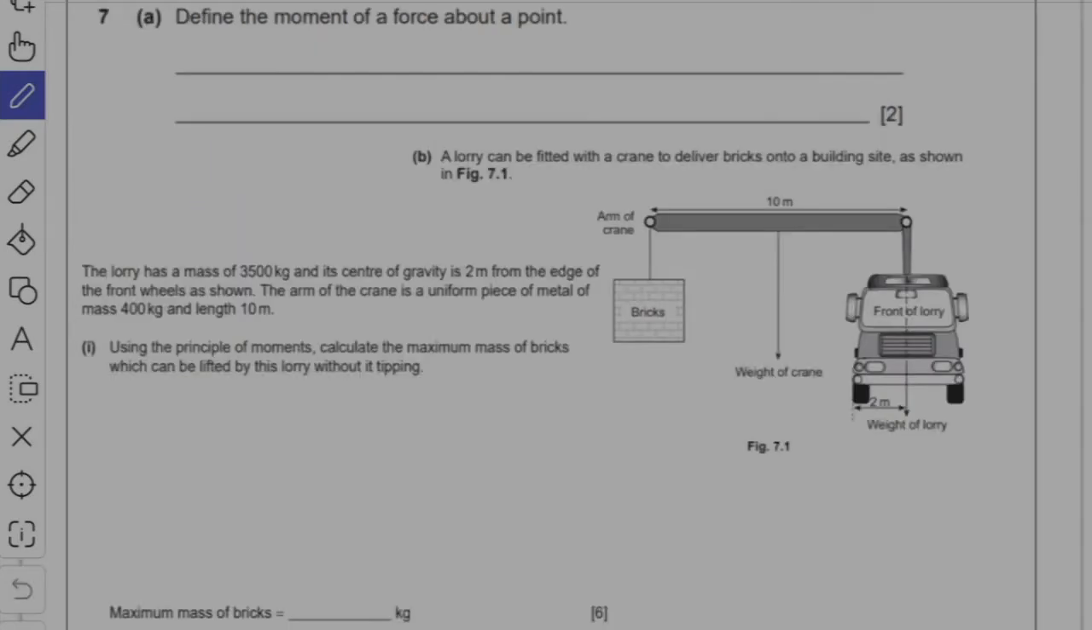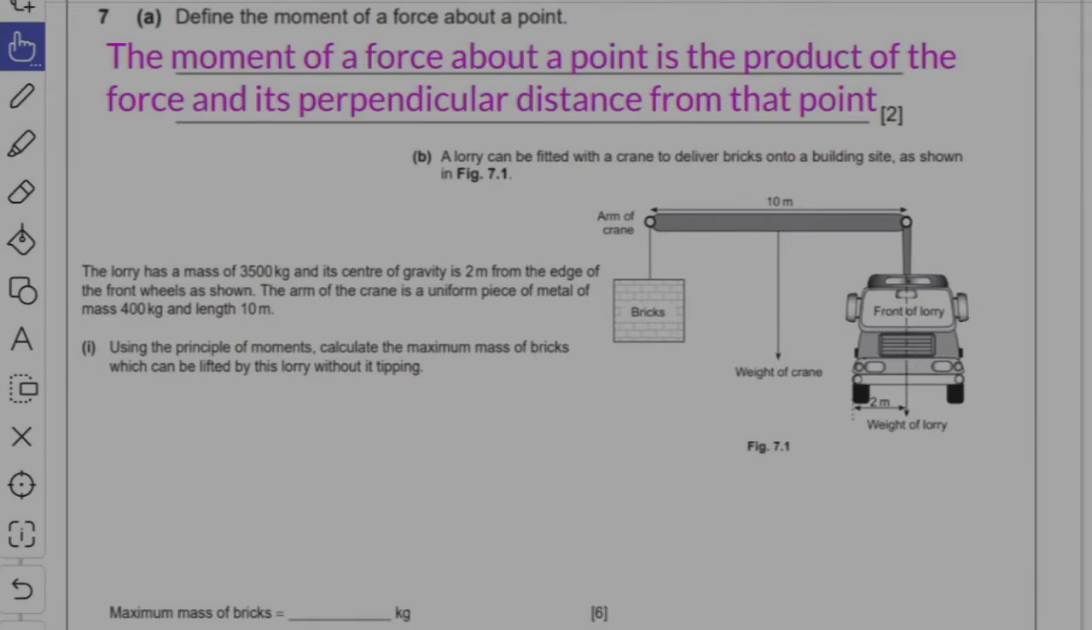Seven starts with a nice easy bit. Again, define the moment of a force about a point. So make sure you refer to the point and the perpendicular distance of the force from that point.